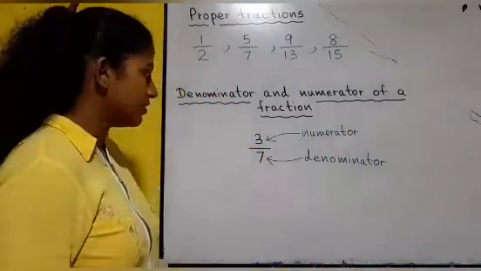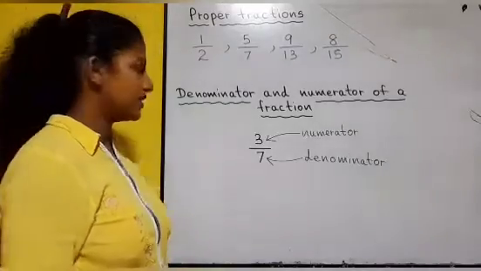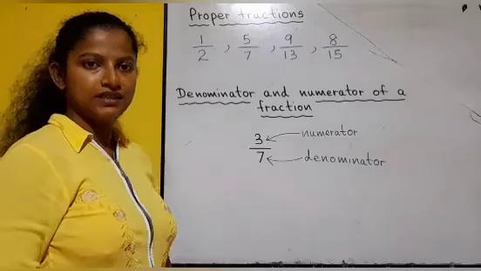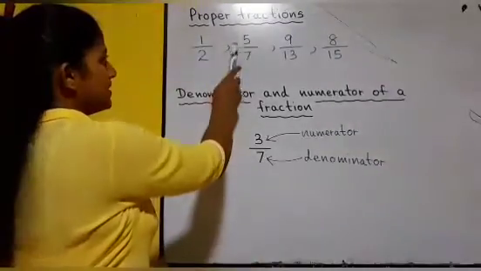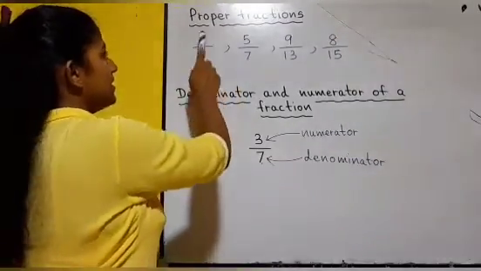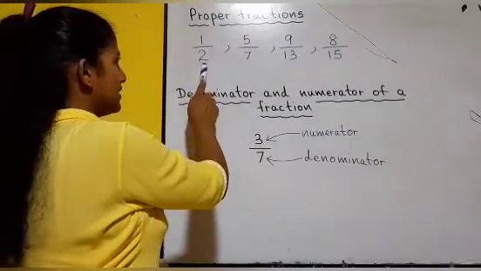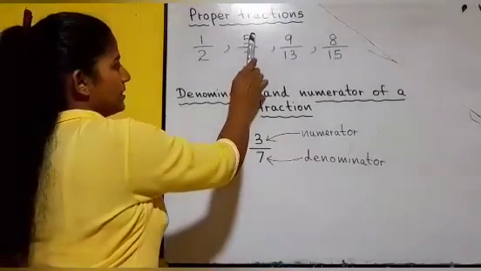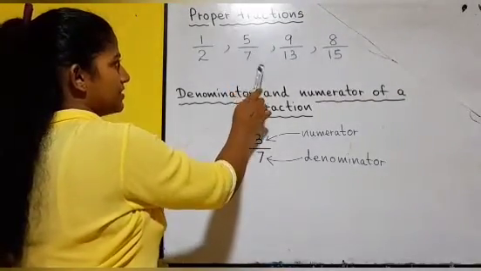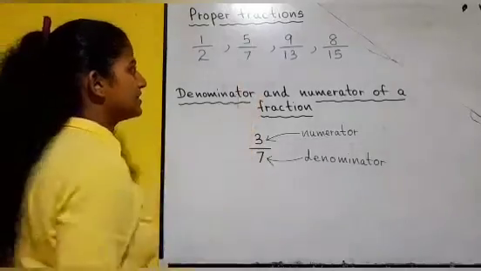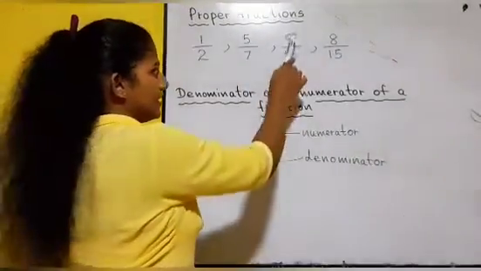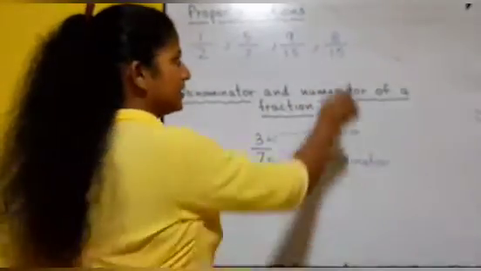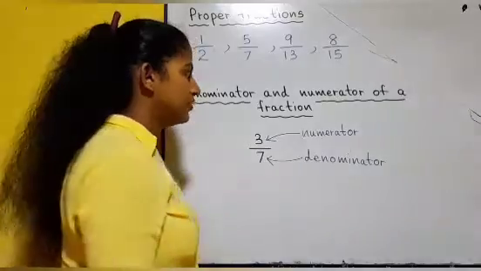Then there is a special point here. In a proper fraction, always the numerator is less than the denominator. If you consider these examples, you can see that. Numerator is 1, denominator is 2. 1 is less than 2. Numerator is this one, denominator is 7. Numerator is less than the denominator. 9 and 13. Numerator is less than the denominator.